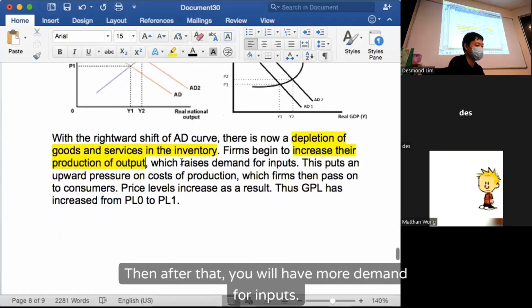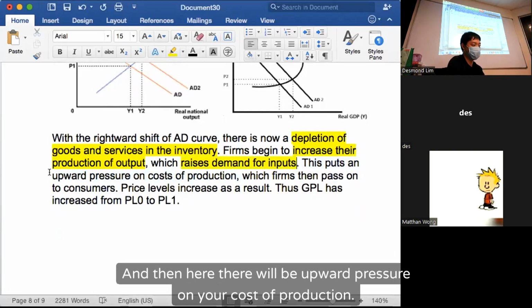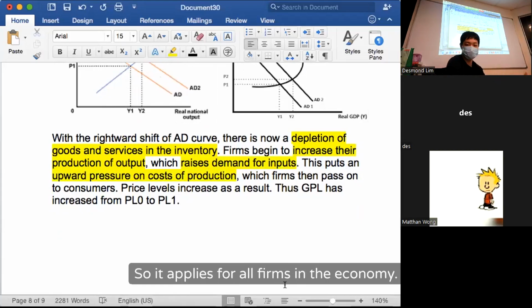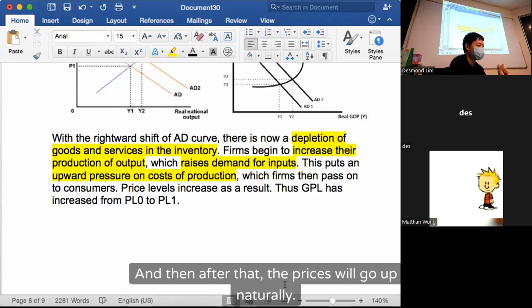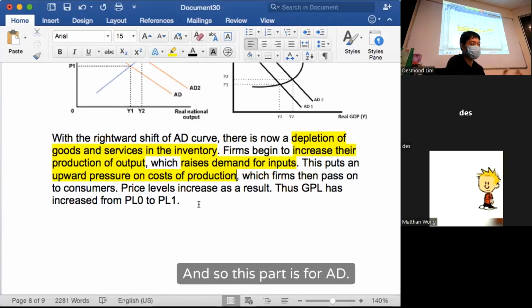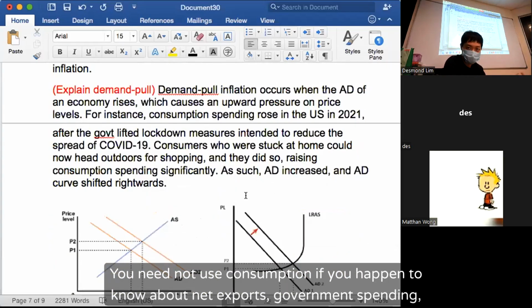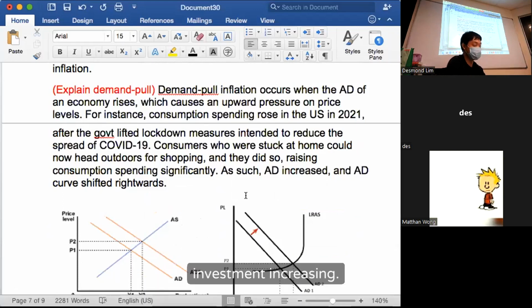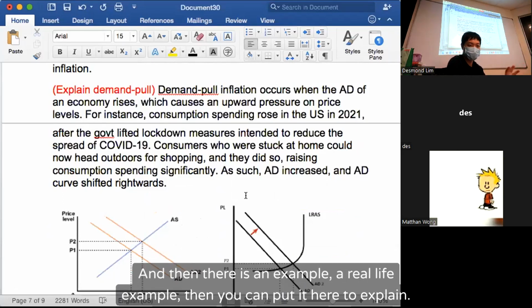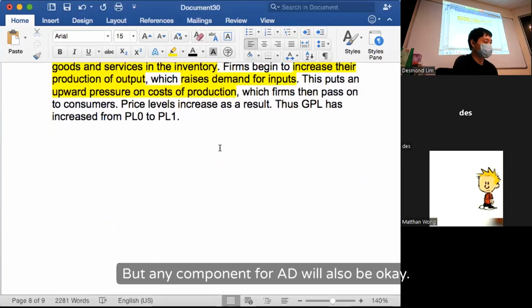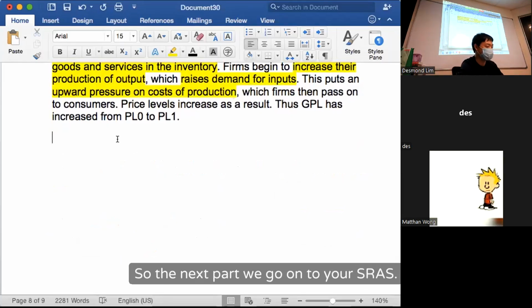Okay, then after that, you will have more demand for inputs. And then here, there will be upward pressure on your cost of production. So a bit similar, a bit different. It applies for all firms in the economy. And then after that, the prices will go up naturally. And so this is for AD. You need not use consumption. If you happen to know about net exports, government spending, investment increasing, and there is a real life example, then you can put it here to explain. Any component for AD will also be okay. Now, the next part we go on to your SRAS.